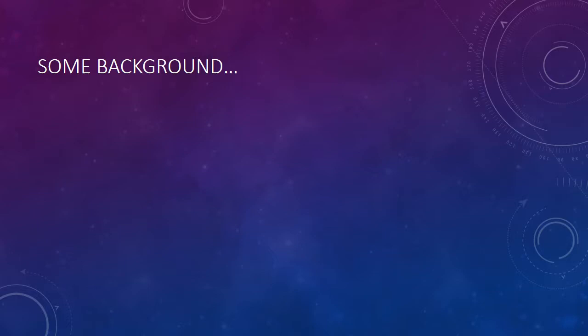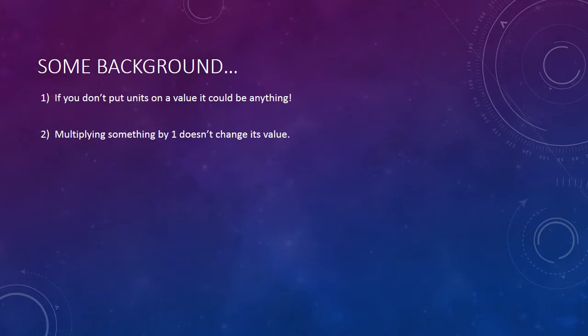So before we get started, let's go through some background information you need to know. As we talked about in class, all numbers need some sort of units on them. So if you don't put any units on a value, it could represent anything. And multiplying something by 1 never changes its value. So for example, 3 times 1 is still 3, 5 times 1 is still 5. Even a letter like H times 1 is still H, and an apple times 1 is still an apple.